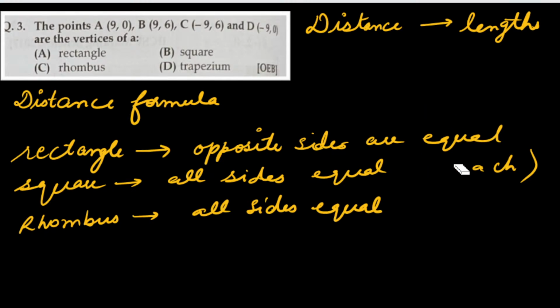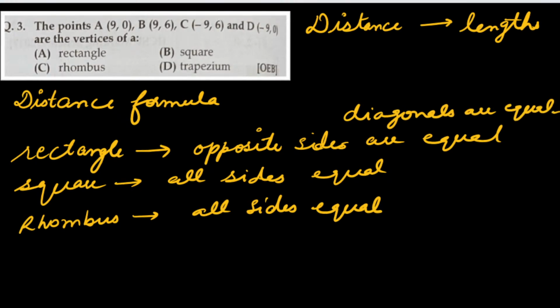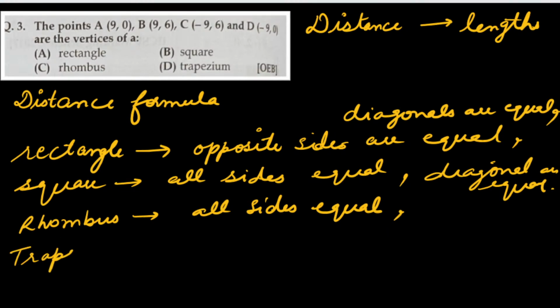Here, the angle property we will not use, because when we are proving, we will use that opposite sides are equal and diagonals are equal. In MCQs, with one property itself our work will be done. In case of a square you can also write diagonals are equal, all sides equal. So for a rhombus, all sides equal is the only thing you have to prove. And a trapezium we can't say.